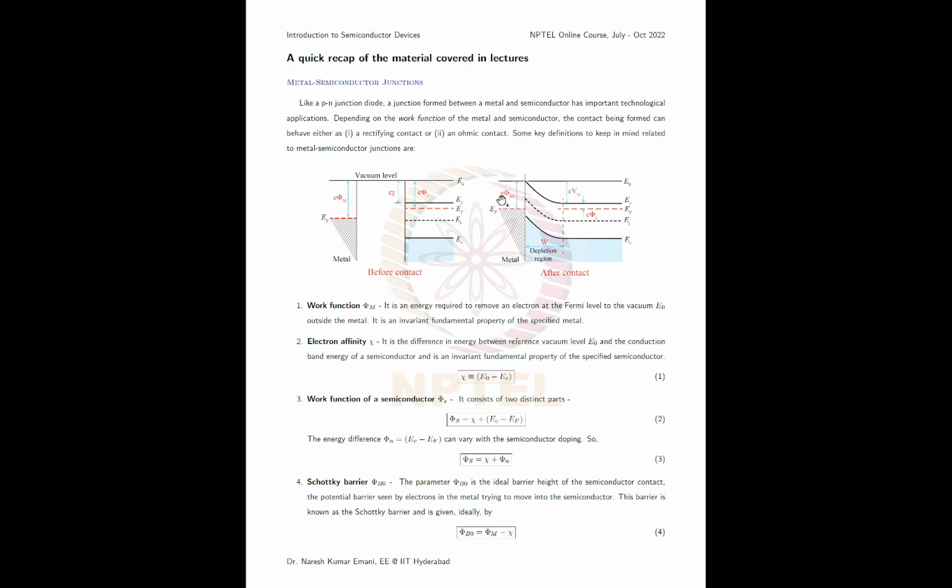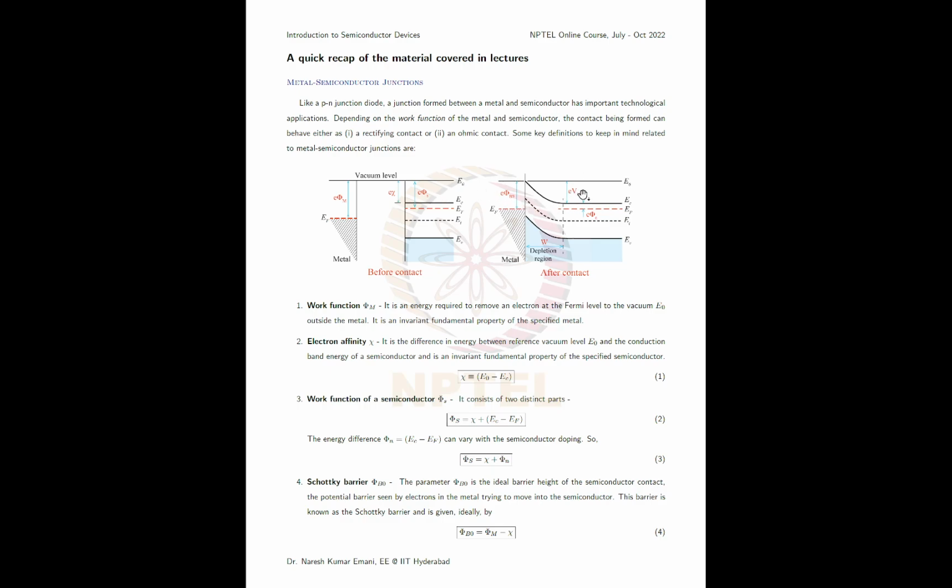After contact, you have further terms, which is phi b naught, the Schottky barrier height. Phi b naught is the ideal barrier height of the metal semiconductor contact. It is the potential barrier seen by electrons in the metal trying to move into the semiconductor. This barrier is known as the Schottky barrier height and is given by phi b naught equals phi m minus chi, the metal work function minus the semiconductor electron affinity.